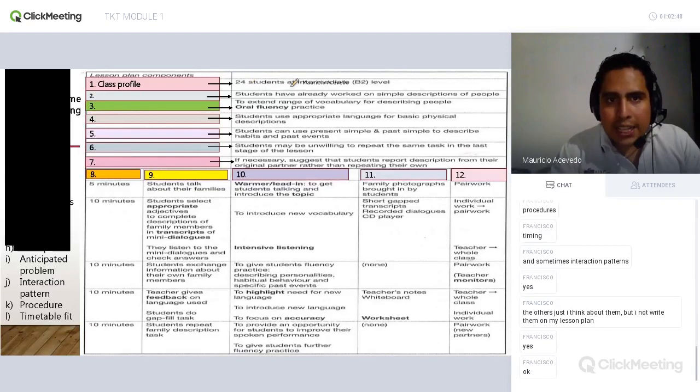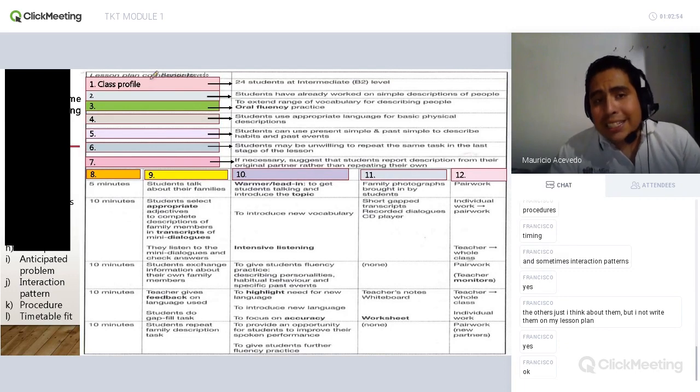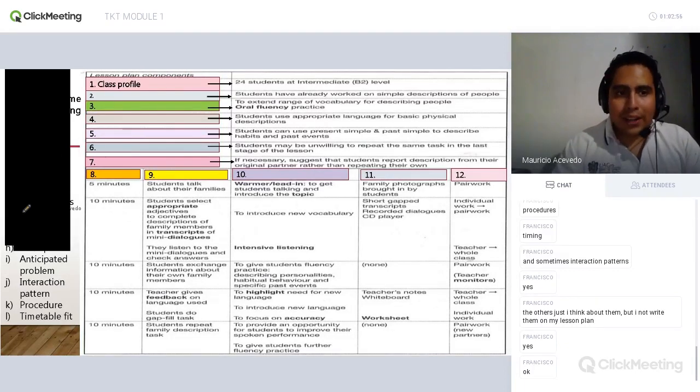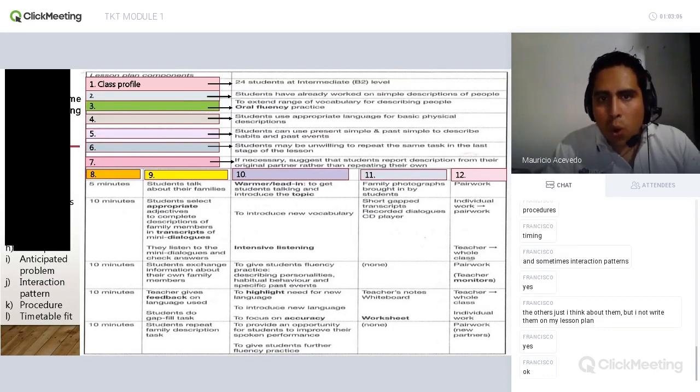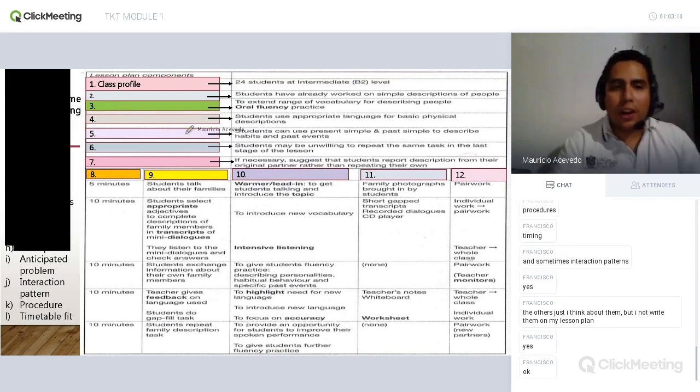So I have an example for you. The first one says for 24 students at intermediate B2 level. So obviously this is the class profile. Obviously here it is not shown, but you have the option here, and it's class profile. Then you have another description. Students have already worked on simple descriptions of people. So you need to decide which of these aspects is going to fit here, and so on.